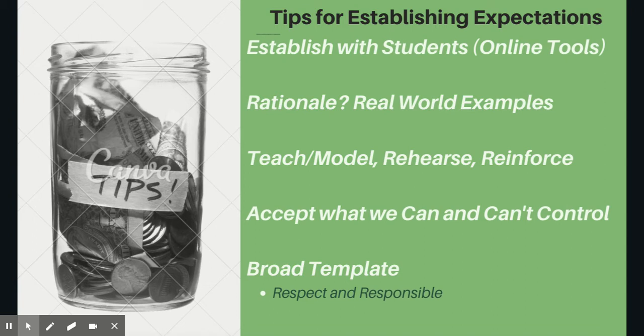Accepting what we can and can't control, especially in this online environment. We've lost so many of those external controls that we're used to having at school. So one, we need to accept that. And how do we work within the lack of control? One of those is establishing these expectations with the students, if they're agreeing to this.